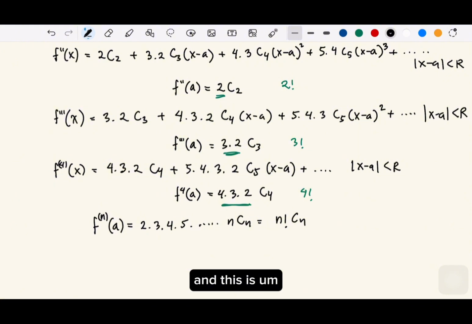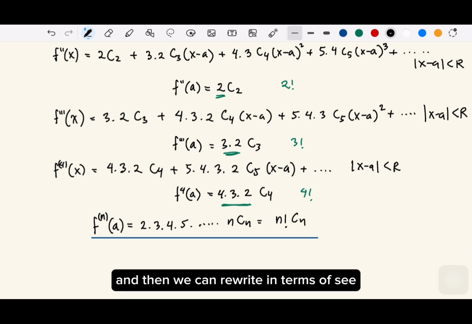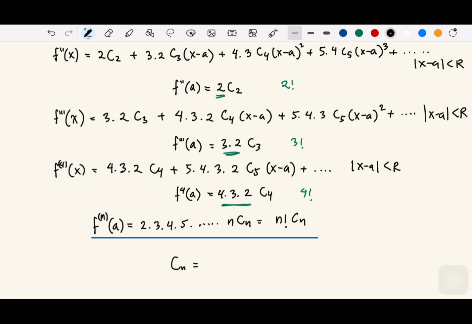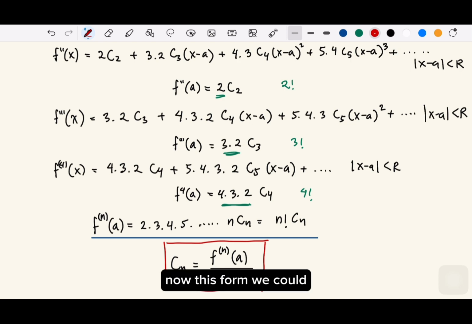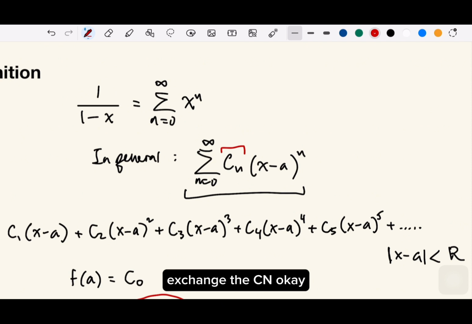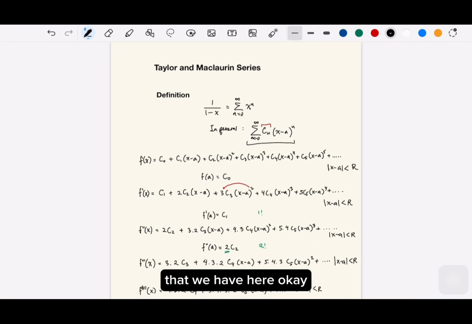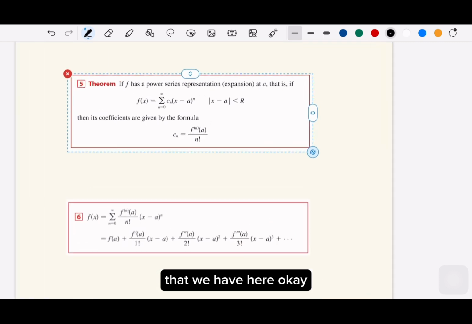And this is the pattern that we have generalized, okay, and then we can rewrite it in terms of c. Now in this form we could solve for cn, so we could write the more generalized formula that we have here.